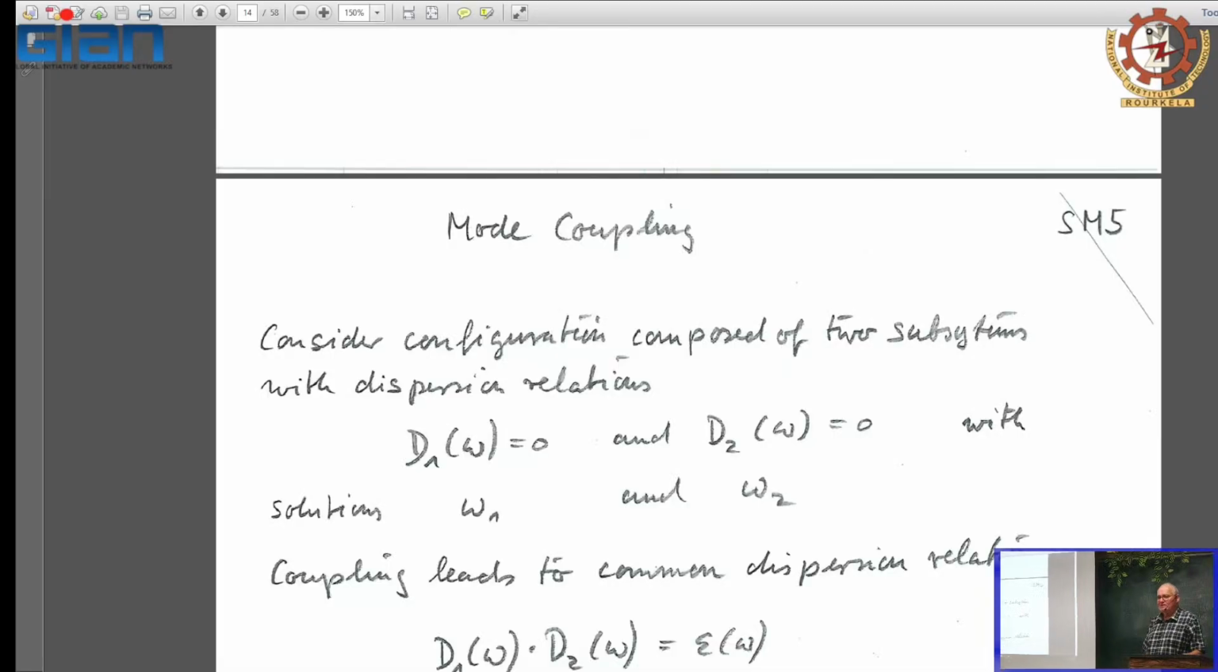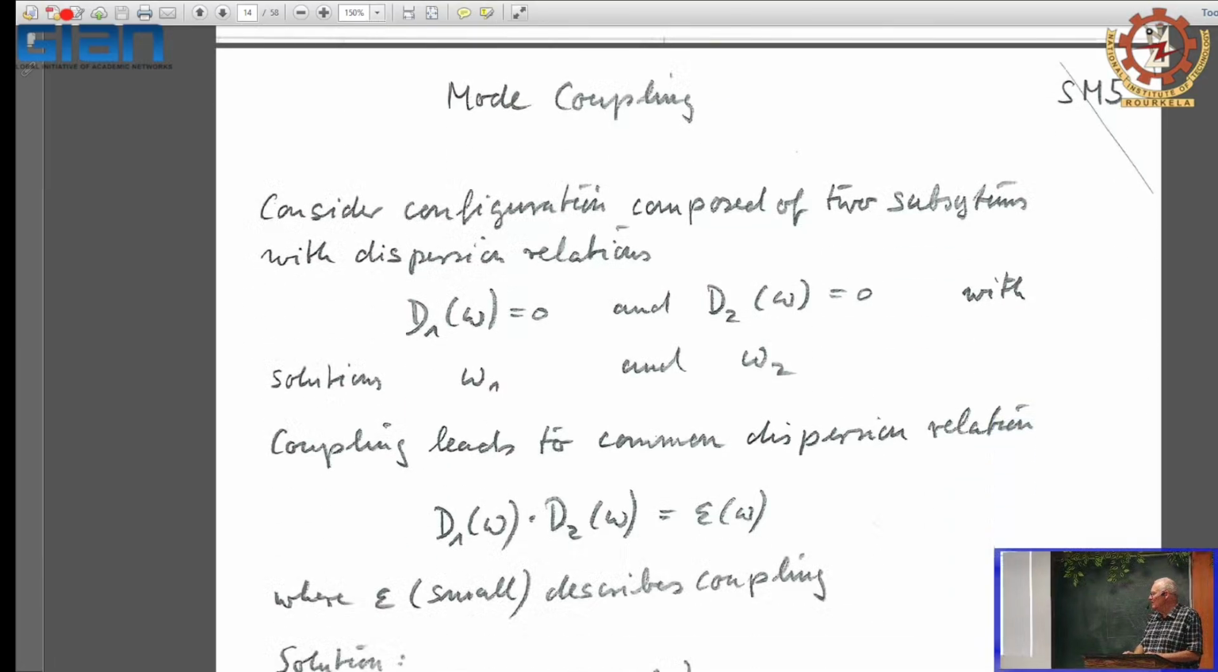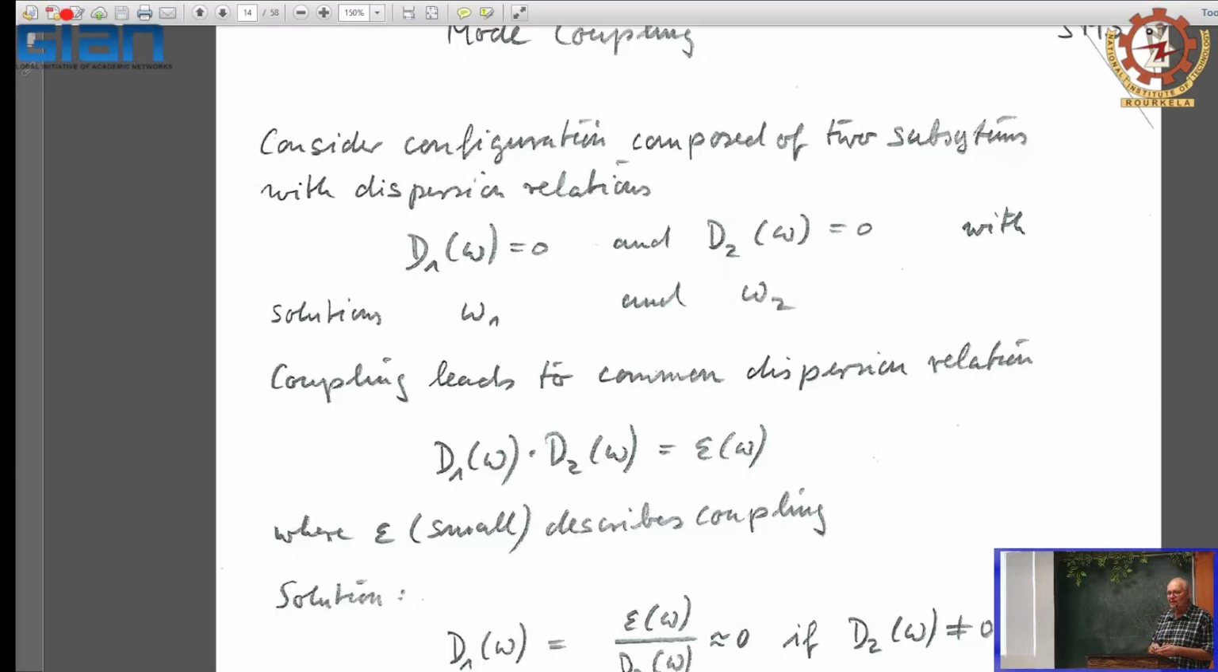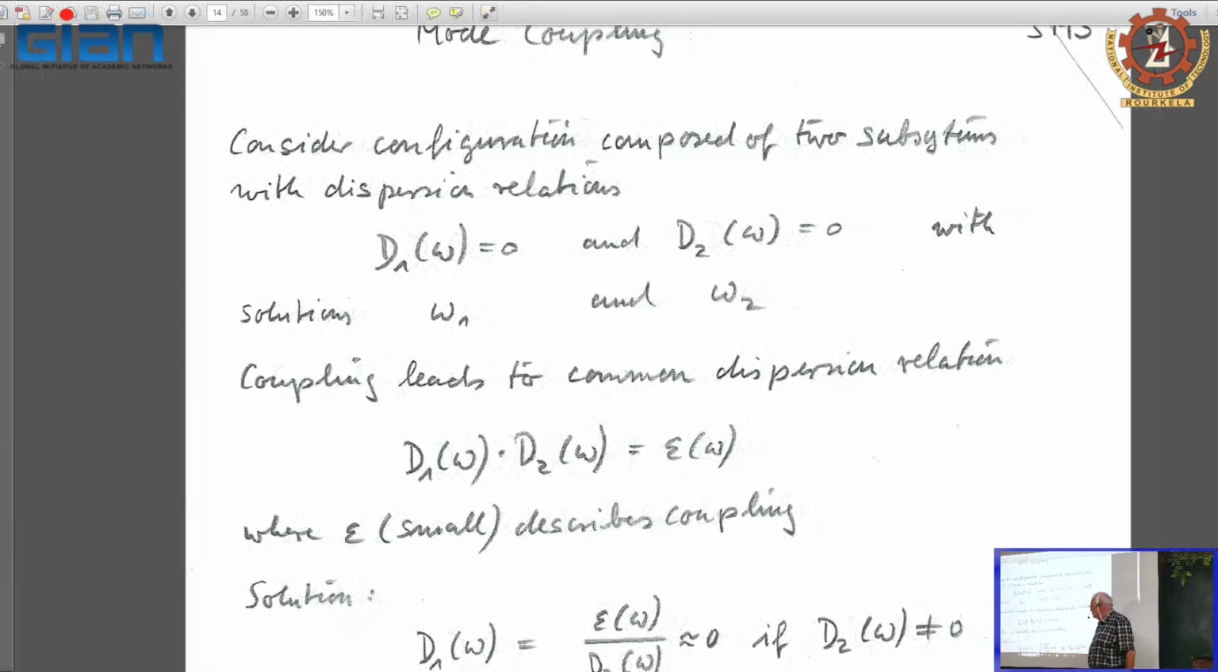Now, if we admit some coupling between these two sets of modes, then we can describe the coupling simply by the product of these two dispersion relations not being 0, but being equal to some coupling function epsilon of omega. Epsilon may depend on omega itself, and epsilon should describe possibly a small coupling between these two sets of modes. So if epsilon is 0, then we arrive at the solution of the system.